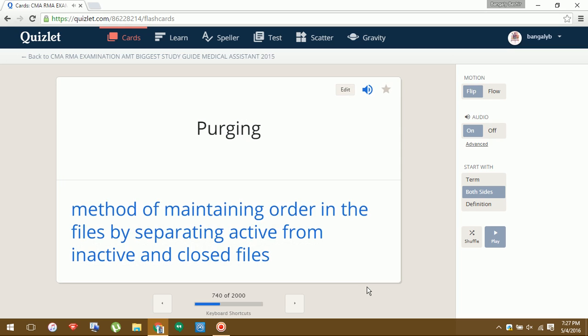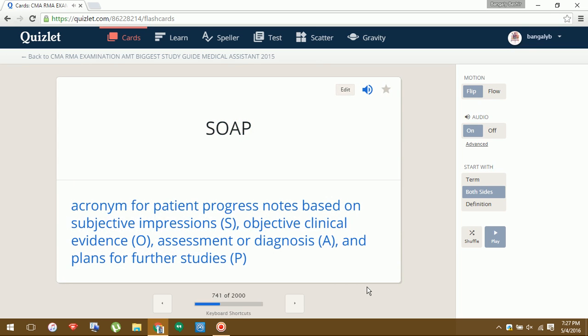Purging. Method of maintaining order in the files by separating active from inactive and closed files. SOAP. Acronym for Patient Progress Notes based on subjective impressions, objective clinical evidence, assessment or diagnosis, and plans for further studies.